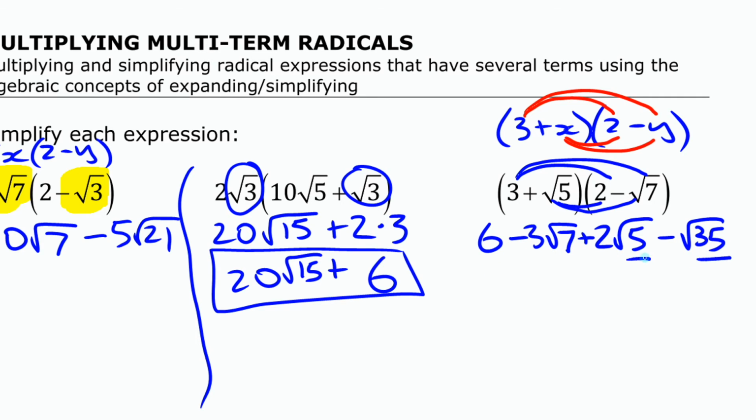And looking at these 3 radicals, none of those have perfect square factors. You can't simplify any of those. So that's the simplest you can make your answer. It doesn't look like it's any shorter than what you started with, but it's at least a single thing. There's no multiplication left to do. All right, let's look at a few more.